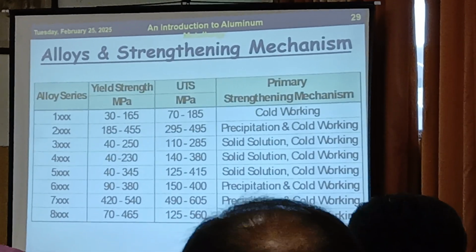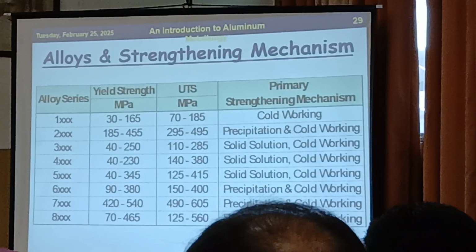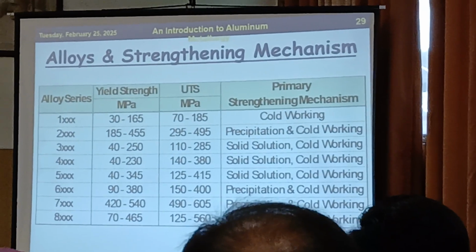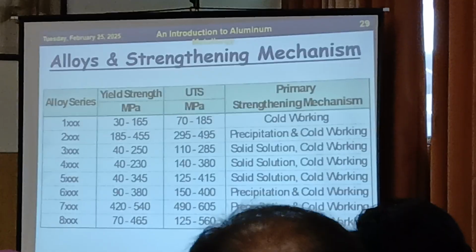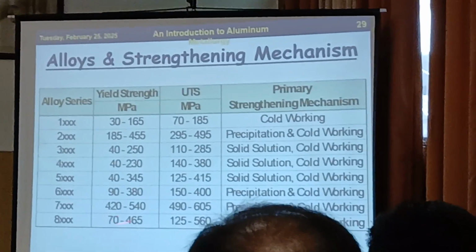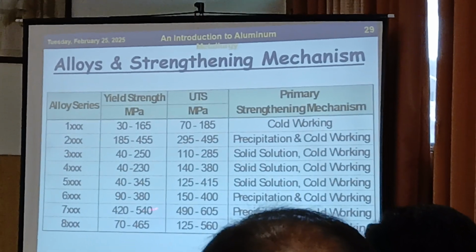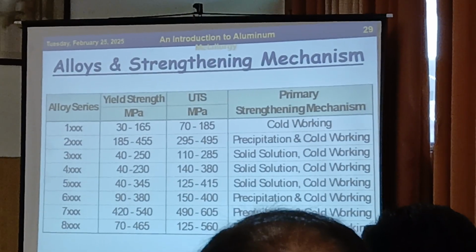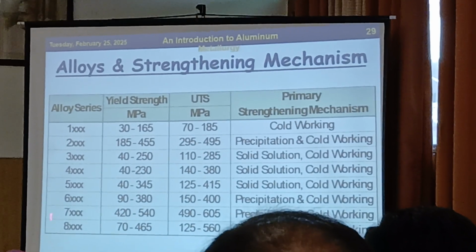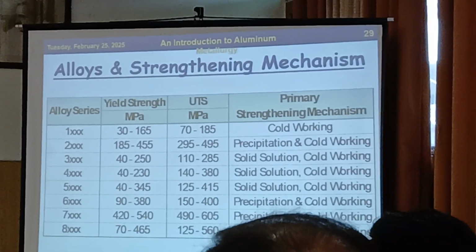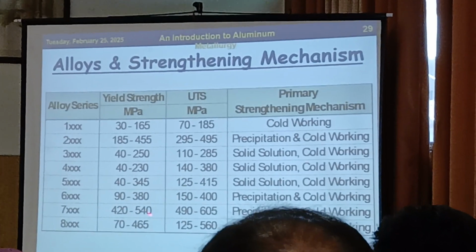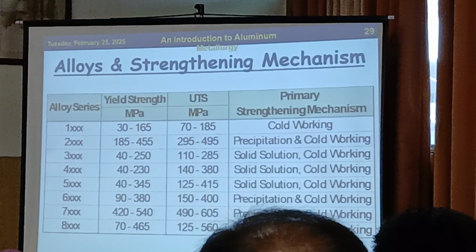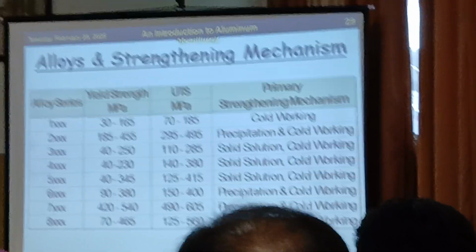And the important thing is, do you know the yield strength of steel? It is around 200 to 250. But when you heat treat it, this value is close to the class of high strength low alloy steels. So with aluminum, if you have the 7000 series and you apply precipitation hardening and cold working, you can get yield strength and UTS values close to the high strength low alloy steels.